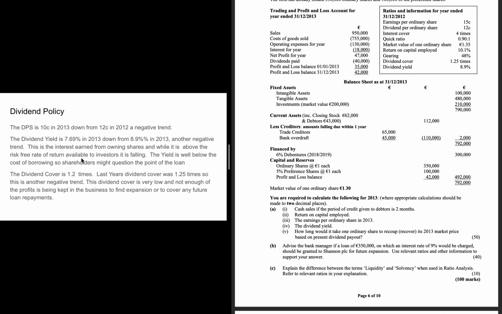Dividend cover is the important one, 1.2 times, which is very low. So last year's dividend cover was 1.25 times, so that's a negative trend. It's very low, and not enough money has been kept in the business to fund expansion or cover any future loan repayments. Again, referring back to the point that it's a loan. Okay.